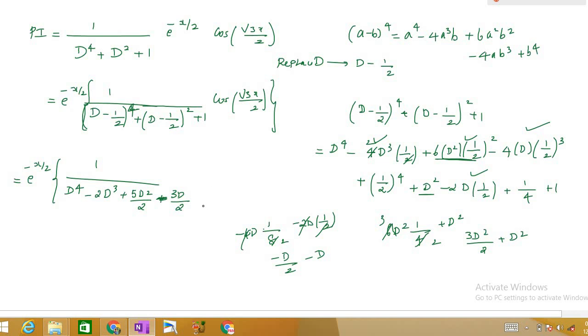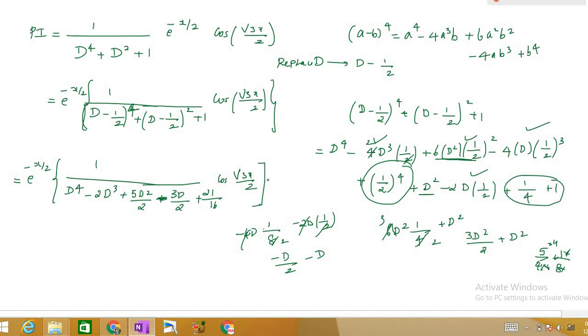Now we need to collect the constant term. Here are 2 constant terms and here is 1 constant term. So 1 by 4 plus 1 is 5 by 4, so 5 by 4 plus 1 by 8. Here the LCM is 16, so we'll have 21 by 16 into cos root 3 x by 2. I mark this equation as A.